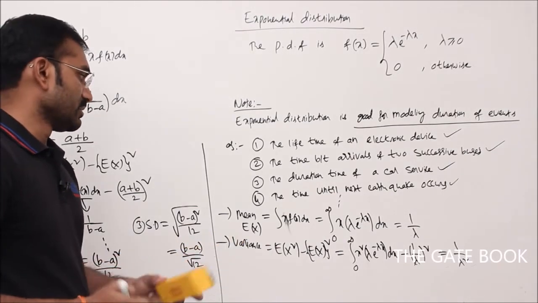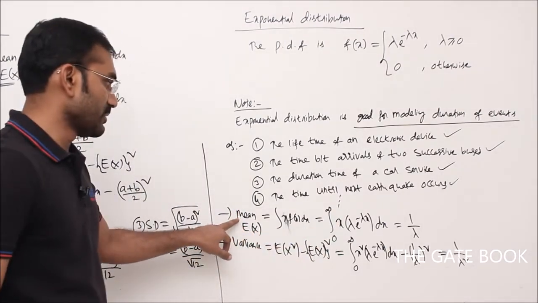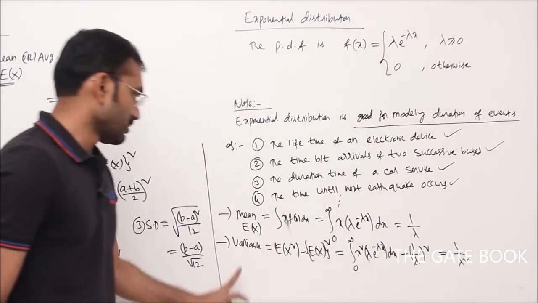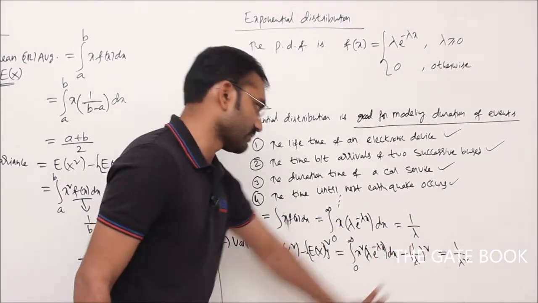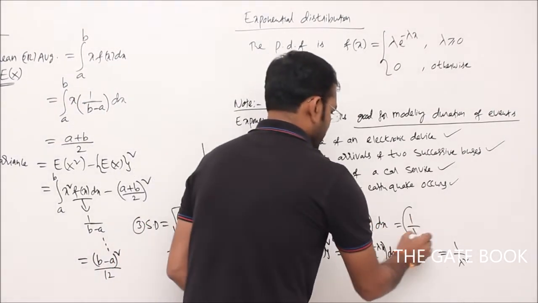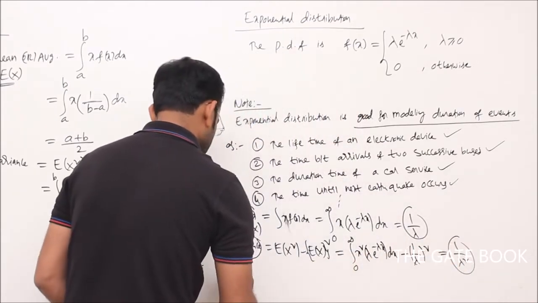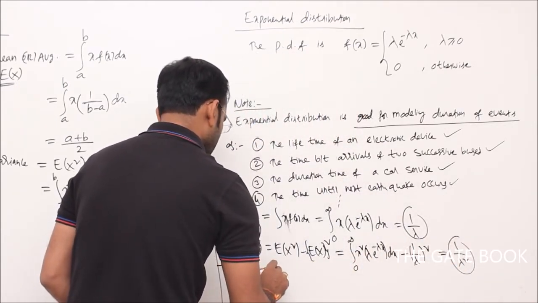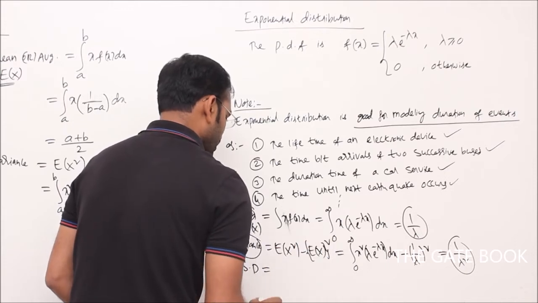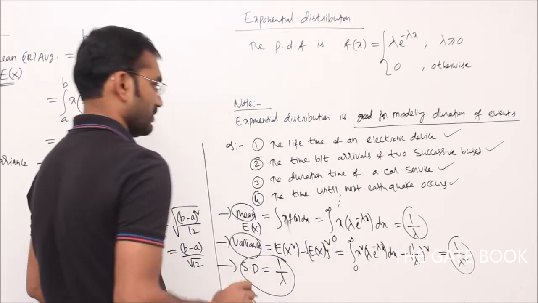It is better to remember the direct results here. Mean value 1 by lambda, variance value 1 by lambda square. Here what about standard deviation? Standard deviation we get as the positive square root of variance, that is 1 by lambda. Standard deviation is 1 by lambda.